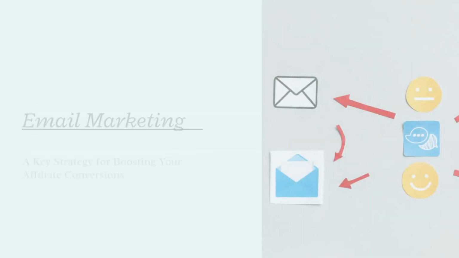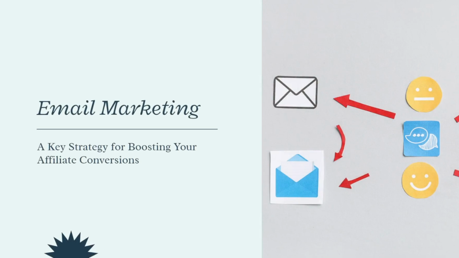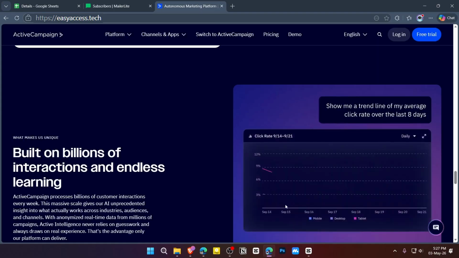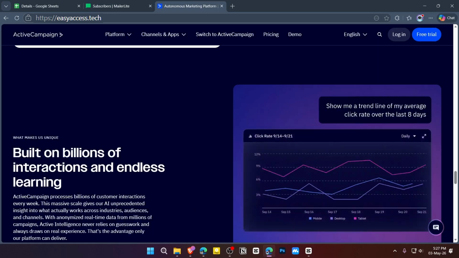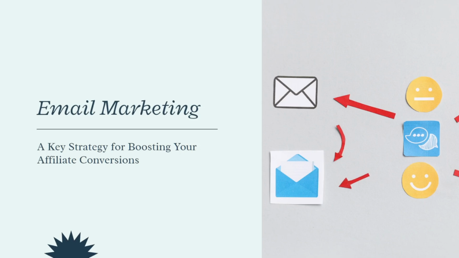Using email marketing is another powerful method. Collecting emails and sending helpful content to your audience keeps them engaged. Automated email sequences can recommend affiliate products at the right time, improving the likelihood of purchases. Services like MailerLite or ActiveCampaign make it simple to set up automated sequences that nurture your leads and increase the conversions over time.